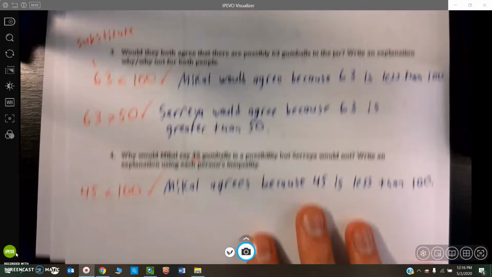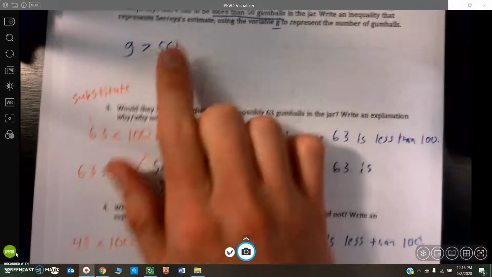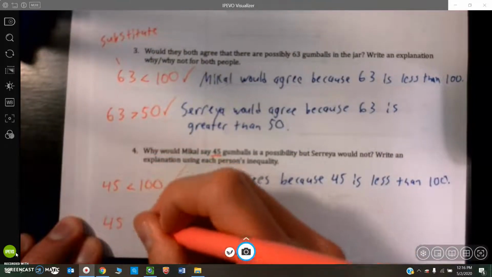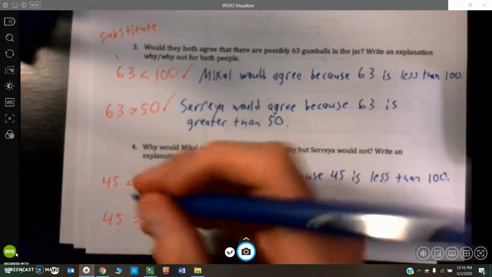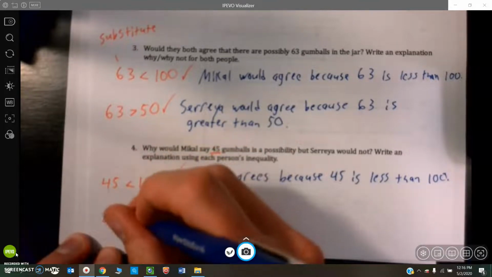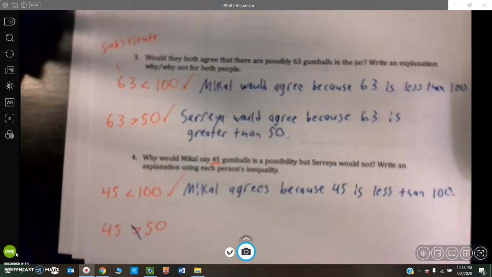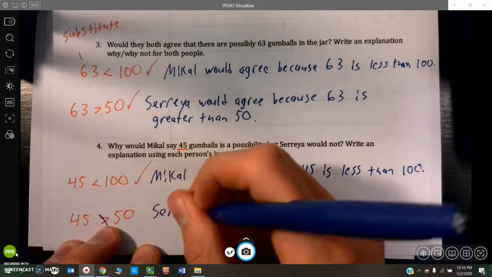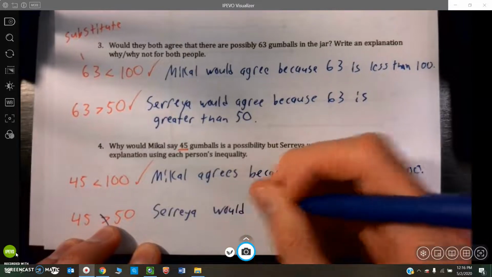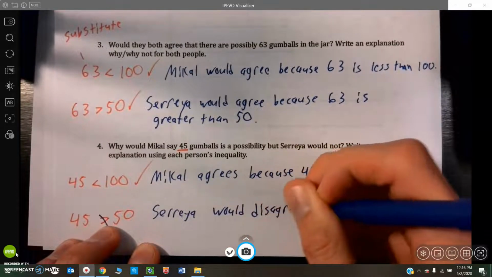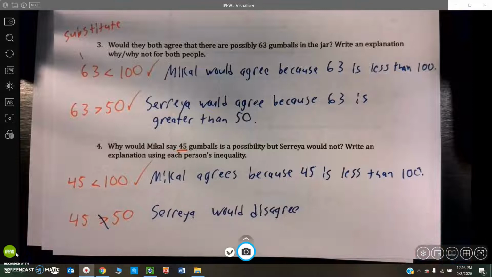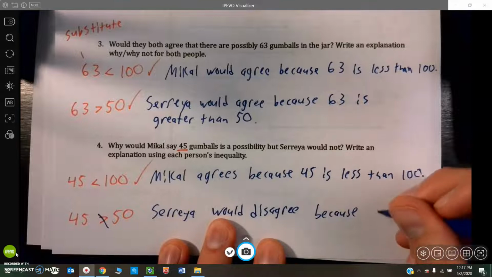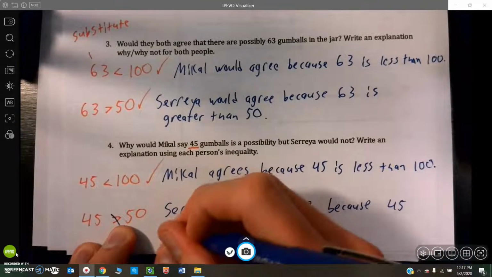Now let's do the same thing for Soraya. Soraya said that the amount of gumballs has to be greater than 50. And that is false. That is not true. 45 is not greater than 50. So Soraya would disagree, because she said that there had to be at least 50, more than 50, and 45 is less than that.